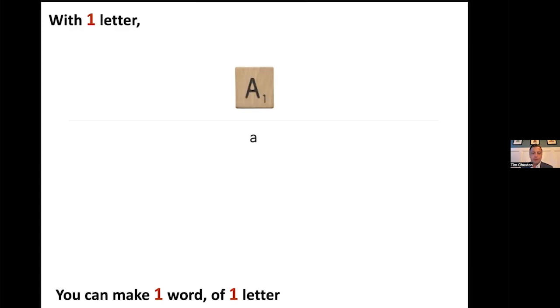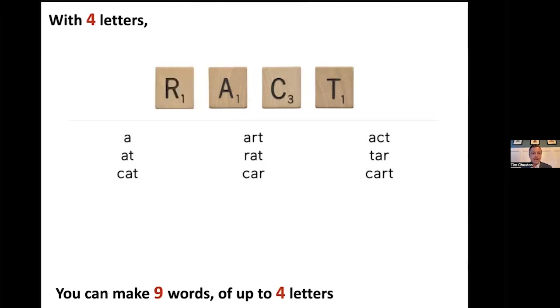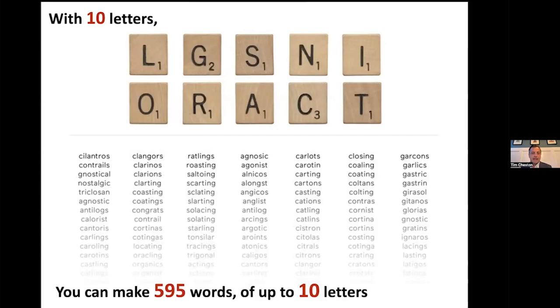And the simple thing you learn from Scrabble here is that as you add more letters, so now we have 3 letters, we can now make 4 words of up to 3 letters. So now we have the word act that we're able to make. Add another letter, and now we exponentially begin to grow to 9 words of up to 4 letters. And with 10 letters, the Scrabble dictionary says we can produce 595 words of up to 10 letters, including words like coaling, coding, much more complex words.